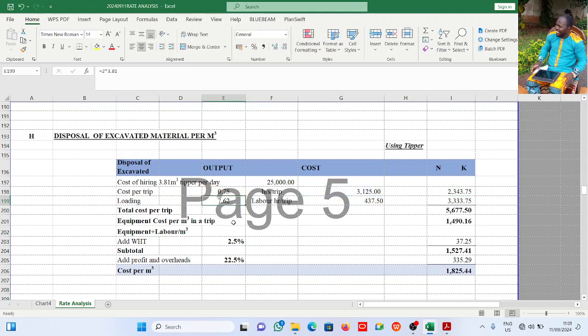Then the loading, that's 7.62 hour per trip. If I multiply that also, I have this. Now total cost of trip is this. Now our equipment cost per cubic meter in a trip is divided by 3.81, which is the volume of the tipper. Then I add withholding tax, then I add profit and overhead, then it gives me that.